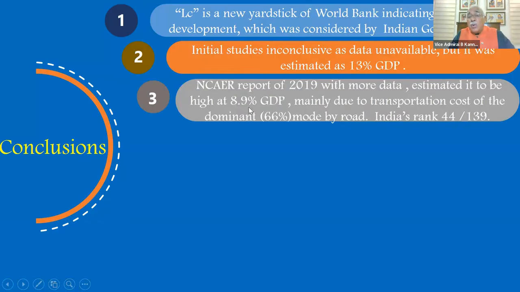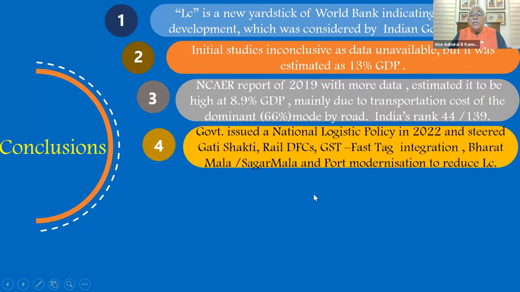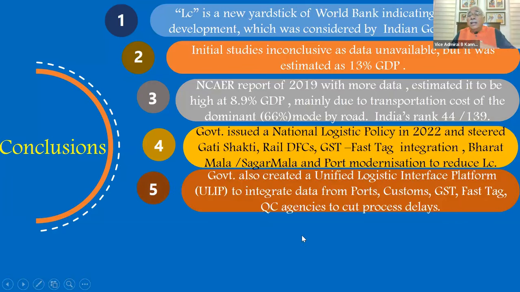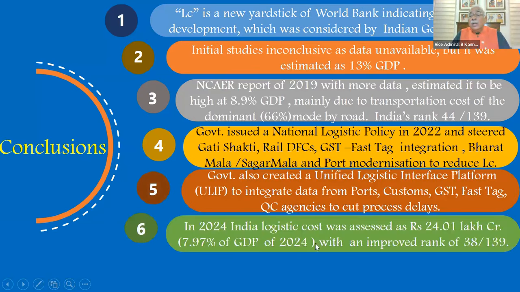Second, earlier it was 13% of GDP. I told you it has come down to 8.6. But the worry is road. We have to reduce road transportation. So they formed a logistic policy in 2022, including many things. Then the government formed a digital network, ULIP, by which all the concerned people, ports, customs, FASTag, GST, QC agencies, are all together in that digital network, by which the time taken for approval and processing is reduced.